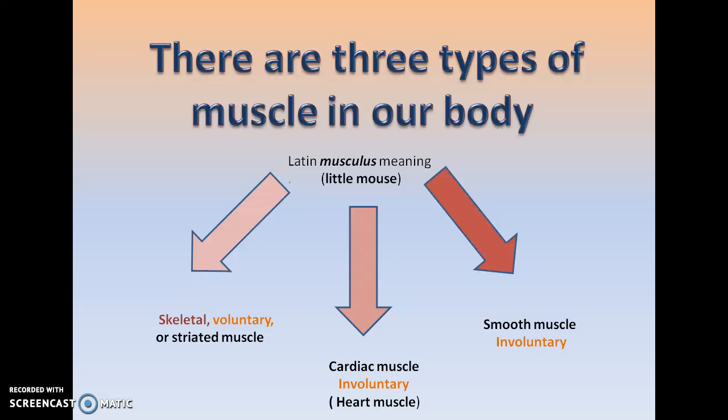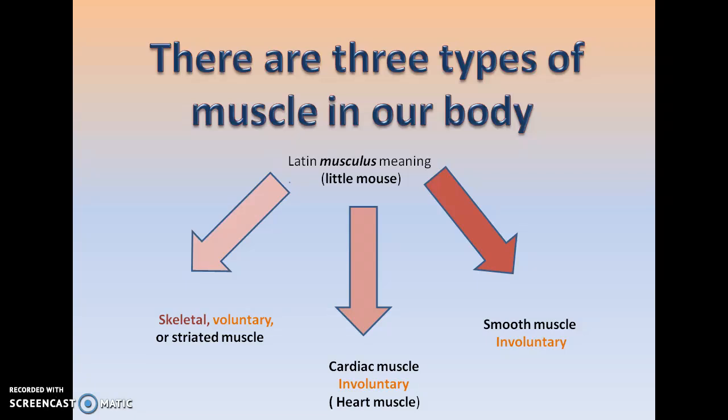Skeletal muscle is also known as voluntary muscle. Why voluntary? Because I control my movement. When I decide to raise my hand, this is voluntary because I decide to do this action. Cardiac muscle is involuntary. Why? Because I can't control the beating of my heart. It beats automatically and I can't control its beating.